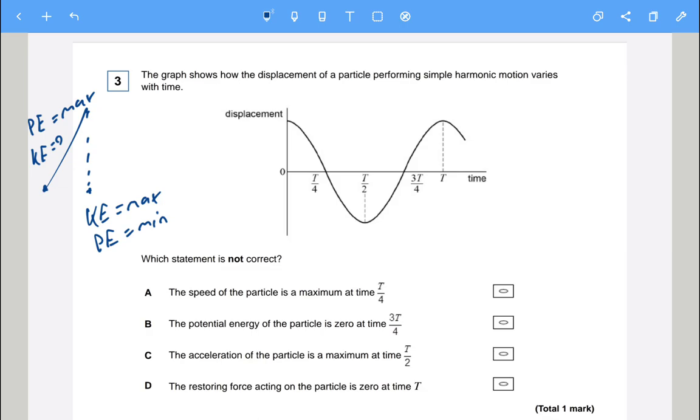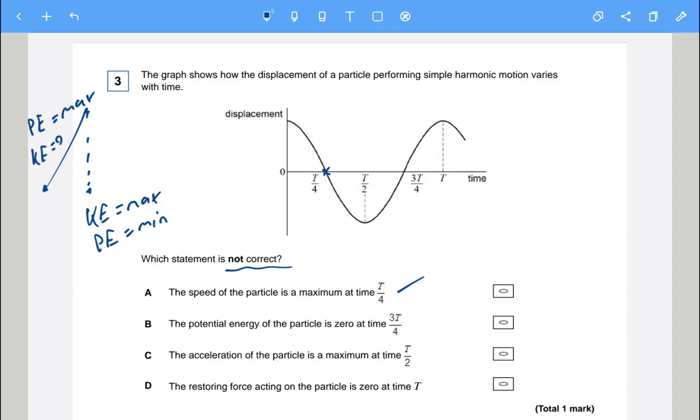So let's look at, it says which statement is not correct. So the first one, the speed of the particle is a maximum at T/4. So T/4 is this location. So displacement, equilibrium position at T/4 is at the equilibrium position. So the kinetic energy is a maximum, therefore it's travelling its fastest. So this one's actually correct. Next one, the potential energy of the particle is 0 at 3/4 T.